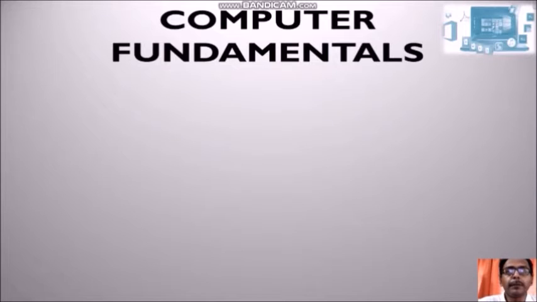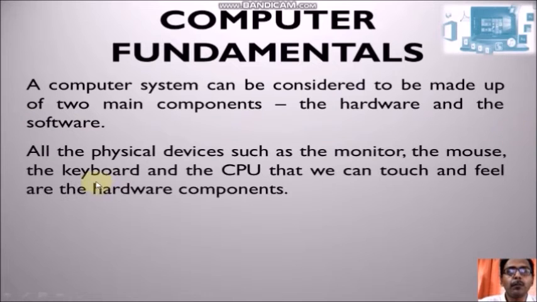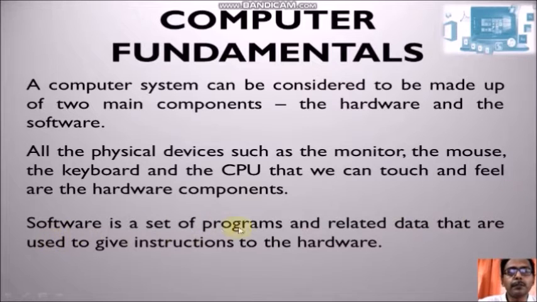So, computer fundamentals. A computer system can be considered to be made up of two main components, the hardware and the software. All the physical devices such as the monitor, the mouse, the keyboard and the CPU that we can touch and feel are the hardware components. And software is a set of programs and related data that are used to give instructions to the hardware. So no hardware can work as long as software or instructions are not given to it.